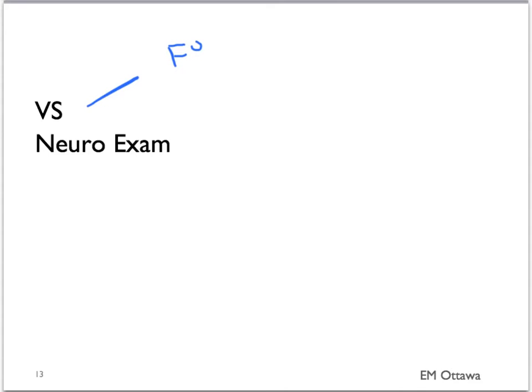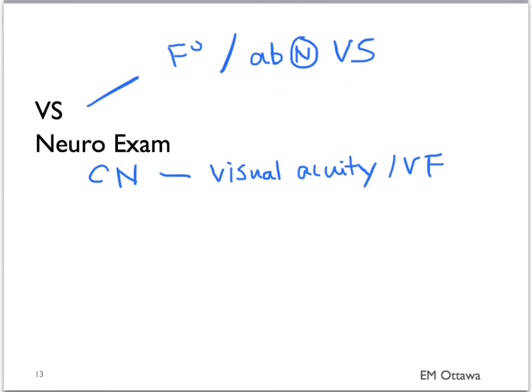For physical exam, we'll lump them all together. For the vital signs, we need to check for fever and whether there are any other abnormal vital signs. We also need to do a detailed neurological exam that includes the cranial nerves, paying special attention to vision in terms of visual acuity and visual fields.